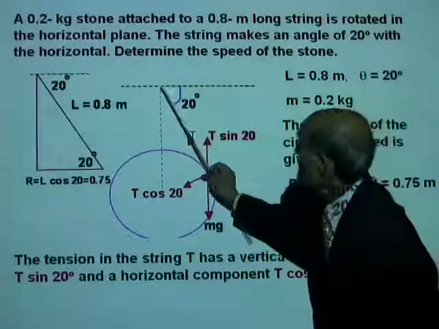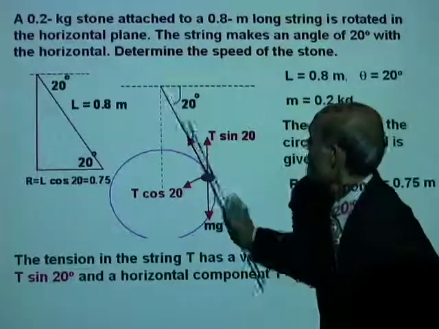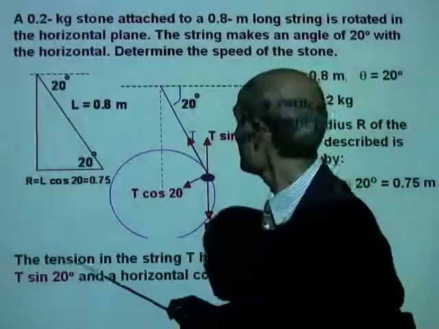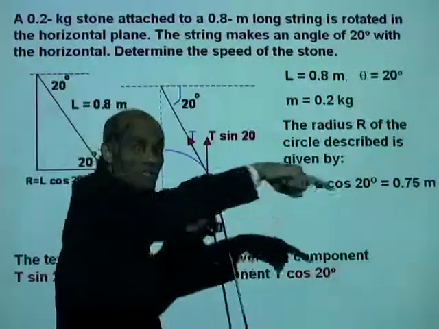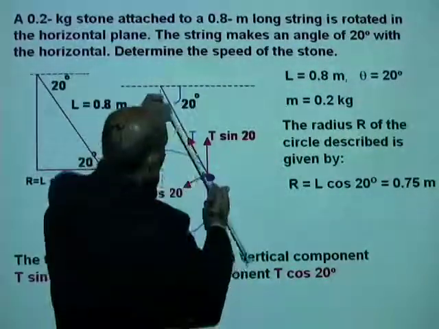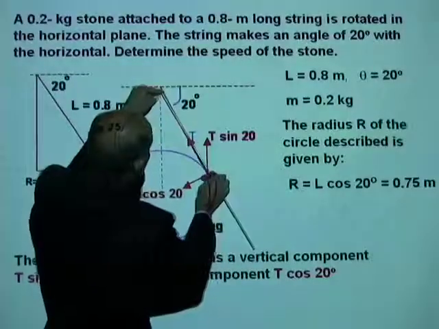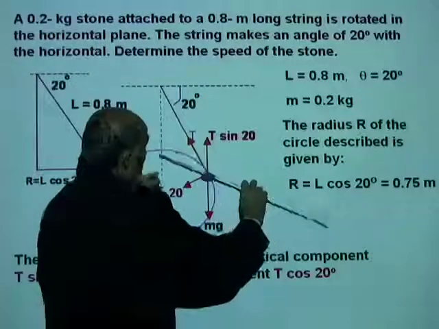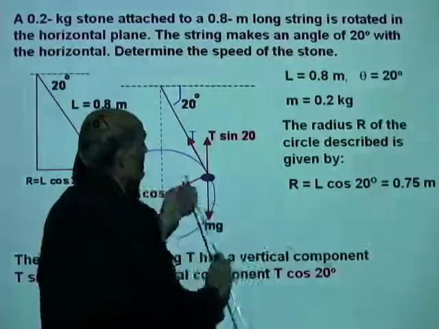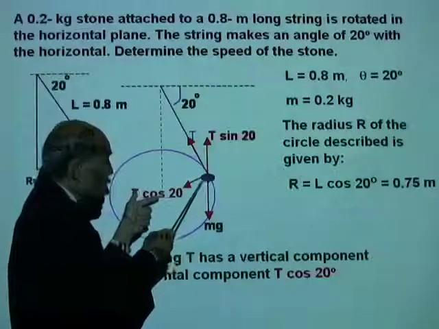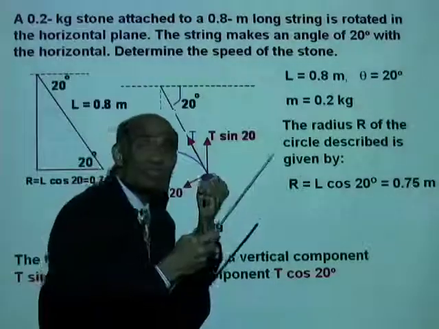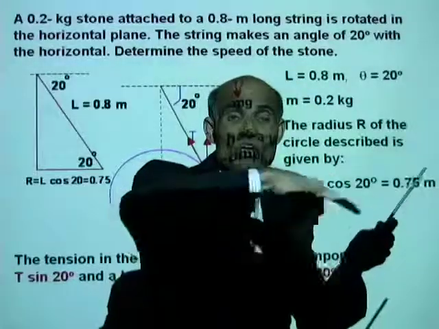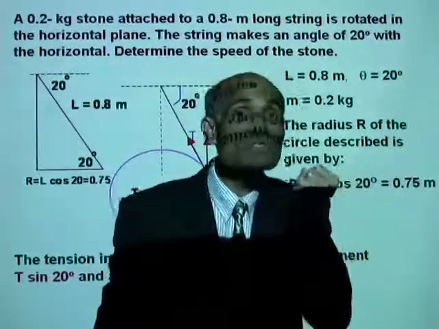Now, the tension on the string, T, has a vertical component. You can see the force when the pendulum goes round, the tension on the string is directed like this. It has a vertical component and a horizontal component. Now, it is the horizontal component that supplies the centripetal force. In order to keep that stone going around a circle, you need the centripetal force.